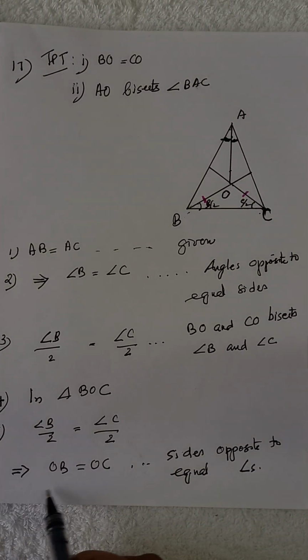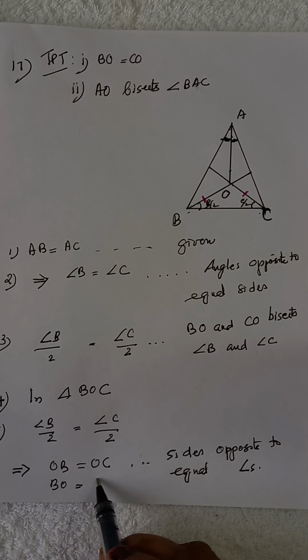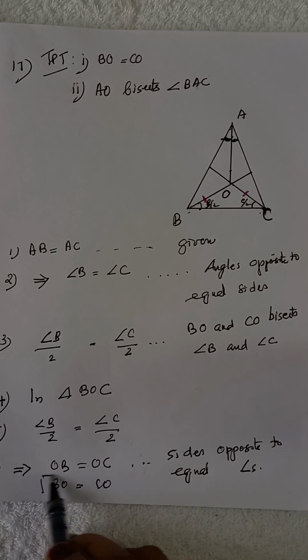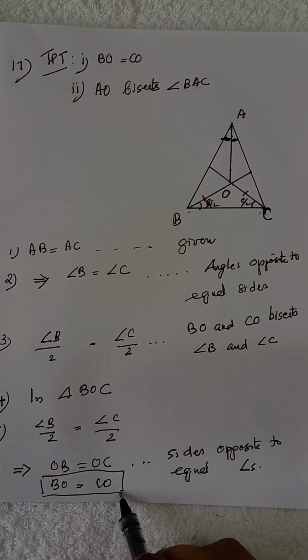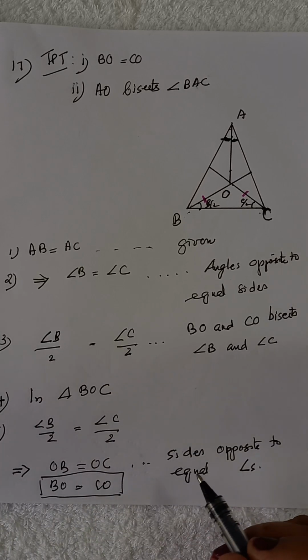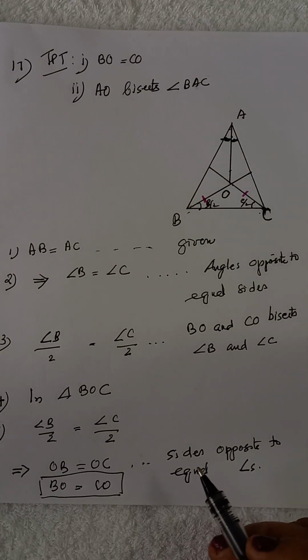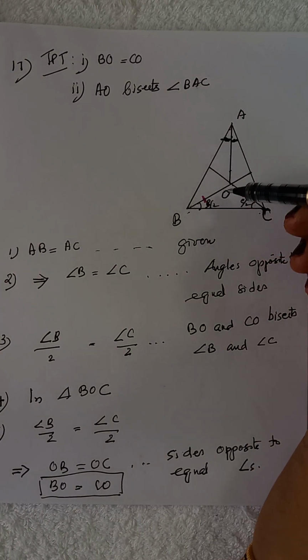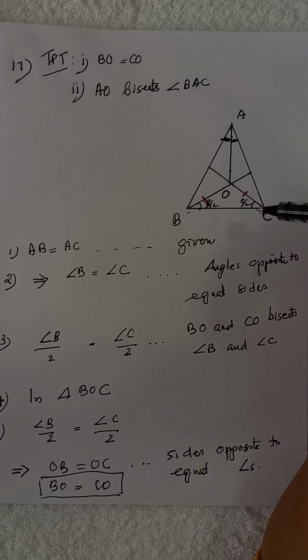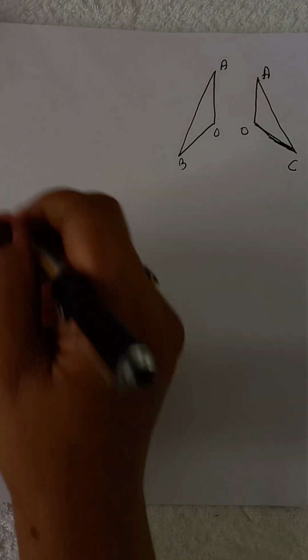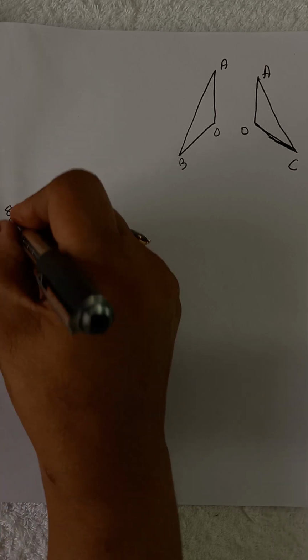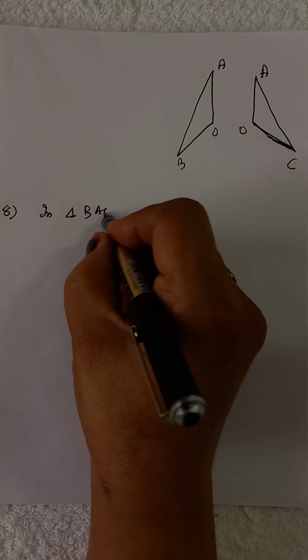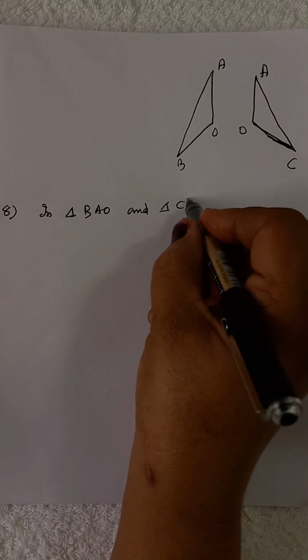Now seventh point, we can arrange this as BO is equal to CO. That is what we have to prove in the first part of the question. Now comes the second part. For that, let us take two triangles BAO and CAO. I will draw it separately. So I can write eighth point as in triangle BAO and triangle CAO.